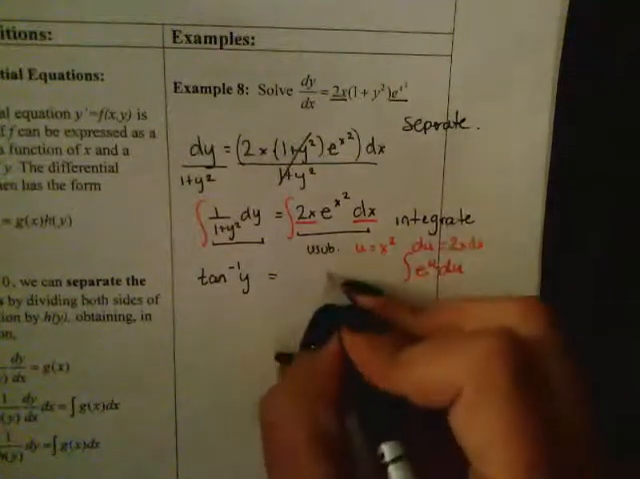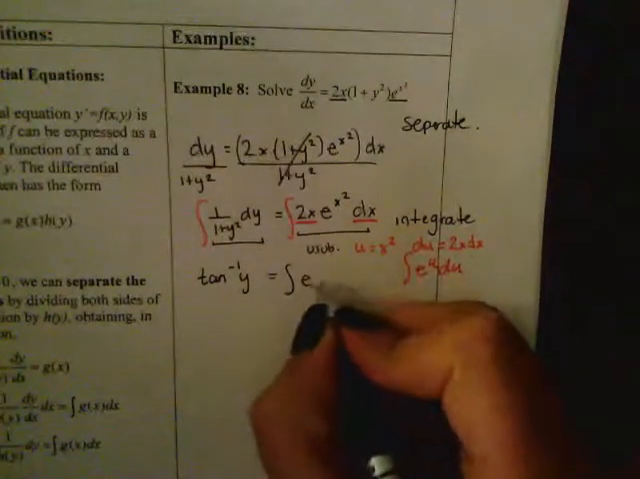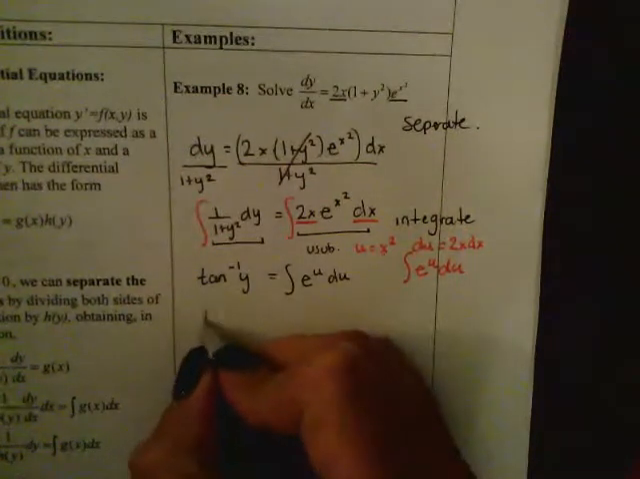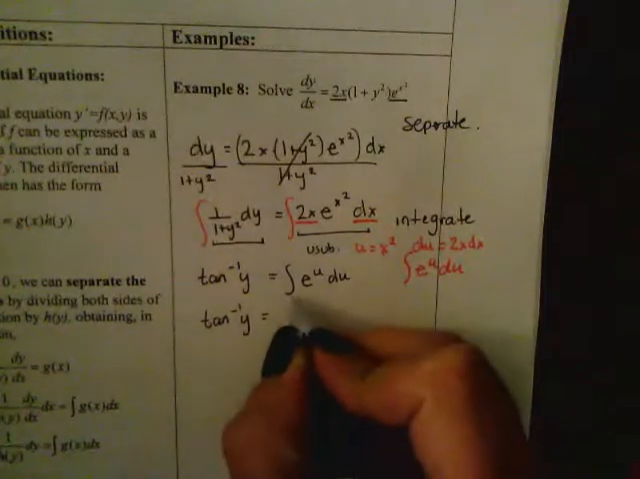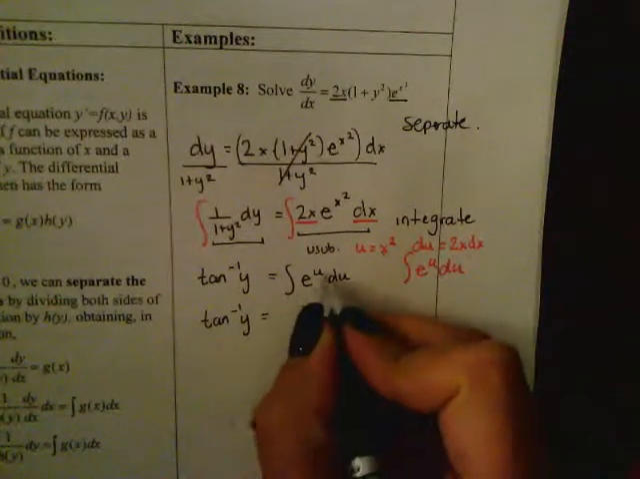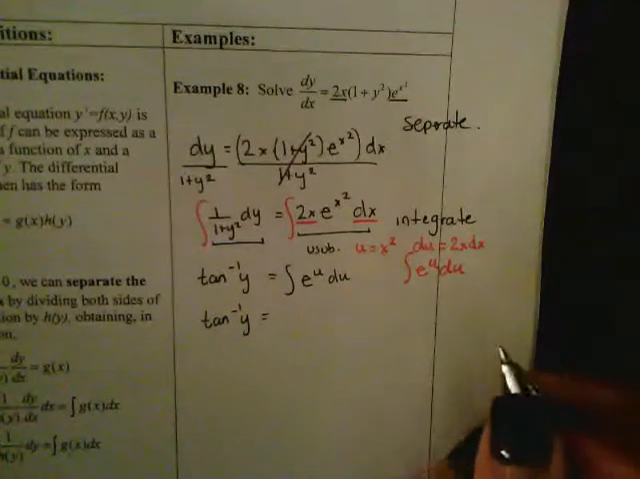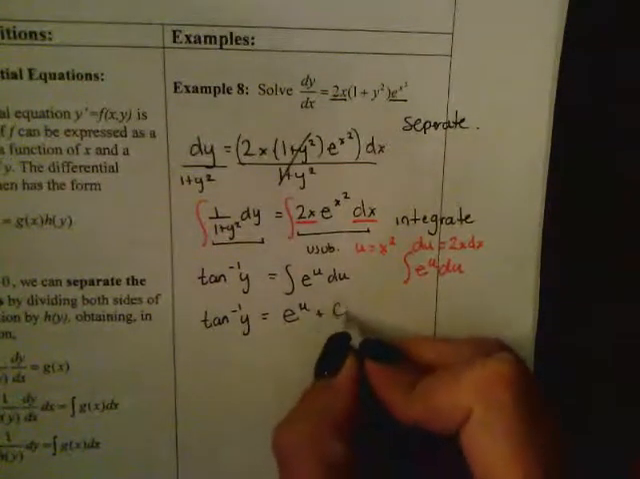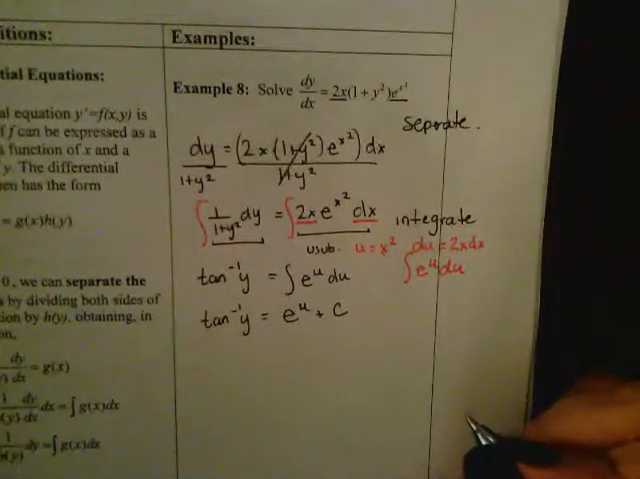Okay, and what is the derivative? Actually, here, let me just write it in right here. So the integral of e to the u du. We've already integrated this side, so that's just going to come down. So what is the integral of e to the u du? I'll give you guys a second. It's just e to the u plus c.